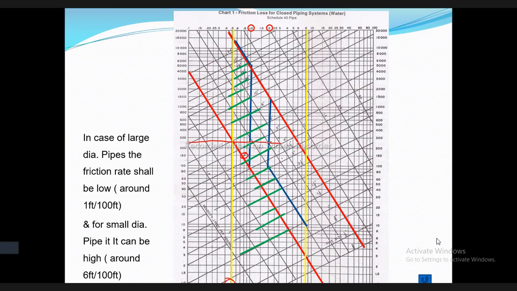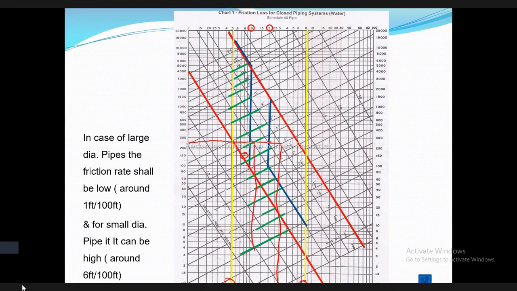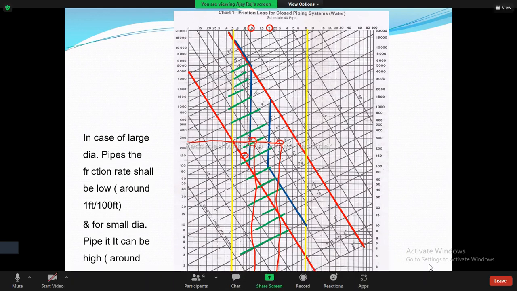There is no problem if I go ahead with a 4-inch pipe also. In that case, my friction will be somewhere between 2.5 and 3. I can take as high as 8. But if I take 5 inch, then my friction is somewhere around 1.2. So which one is better, this one or this one? 5 inch is better. So I will take 5 inch. I hope it is clear. Yes, sir.